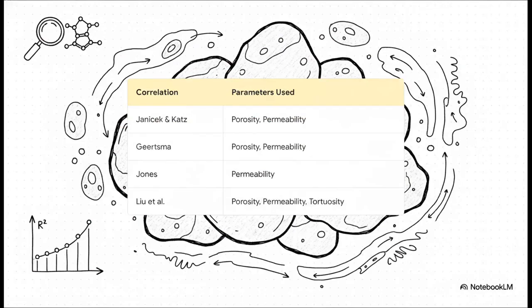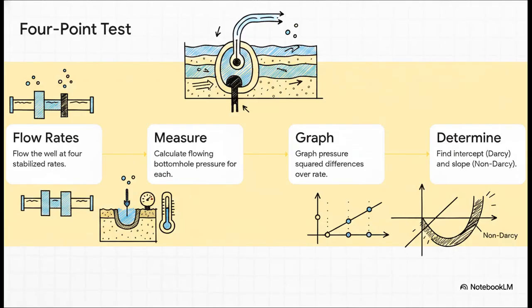To actually quantify that penalty, engineers rely on several empirical correlations. Models from researchers like Geertsma or Liu evaluate the rock's fundamental physical traits, things like porosity, permeability, and tortuosity, to mathematically predict just how bad that turbulent traffic jam is going to be. But hey, theory is one thing and reality is another, right?